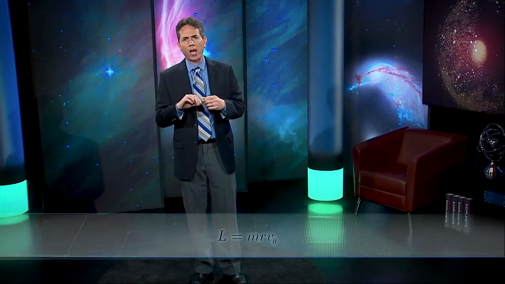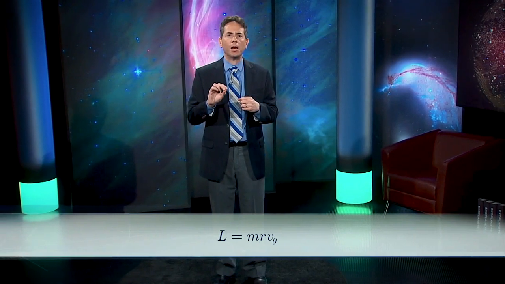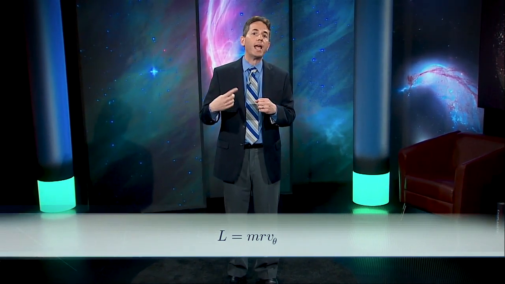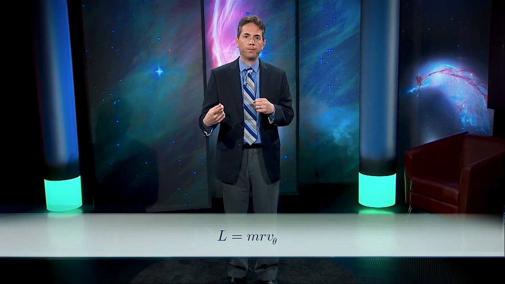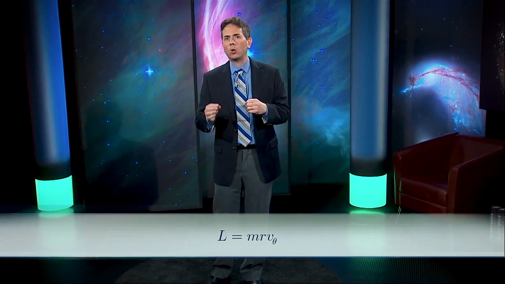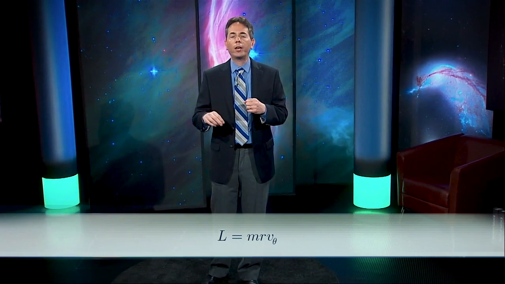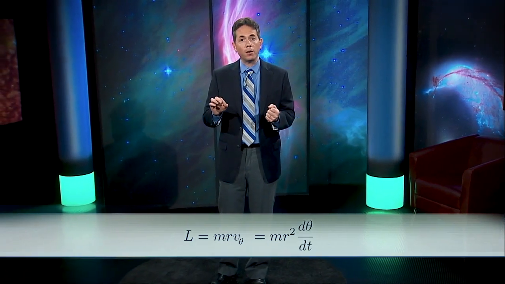Both L and E remain constant throughout a planet's elliptical orbit, even while the planet is moving and changing speed. So we should be able to derive expressions for L and E purely in terms of constants, G, big M, little m, a, and e. First, let's do that for angular momentum. In general, L equals m times r times v_θ. Remember, only the angular component of the velocity matters. And since v_θ equals r dθ/dt, we can also write L as m r squared dθ/dt.